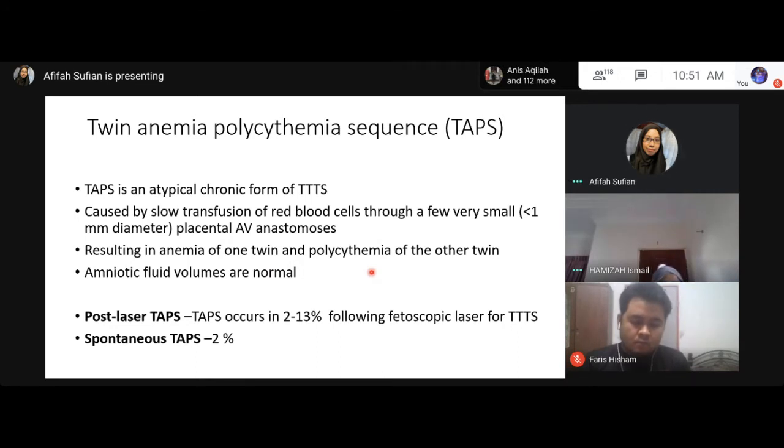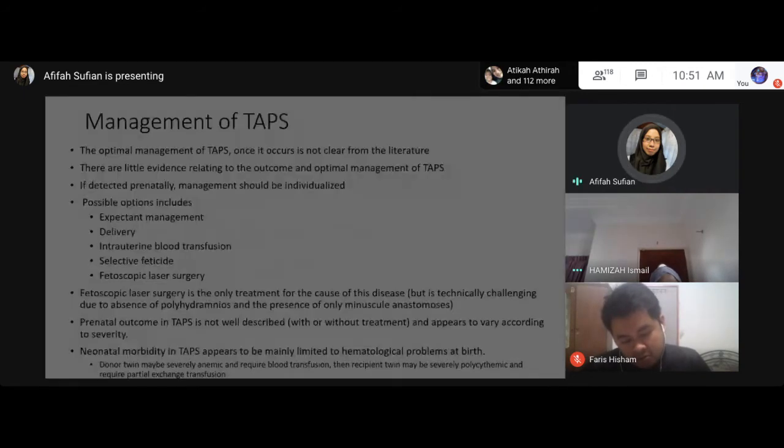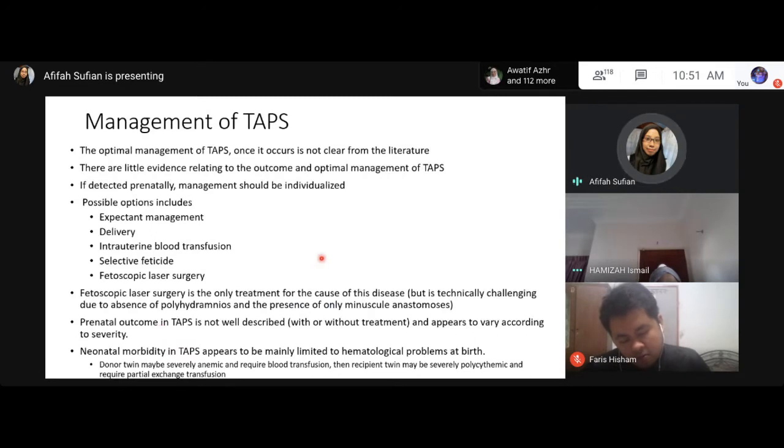And then there are causes that can occur either spontaneously or post laser TAPS. Okay. So to answer this question, based on my reading, the optimal management is not clear from the literature, and there is little evidence relating to the outcome and the optimal management of TAPS.